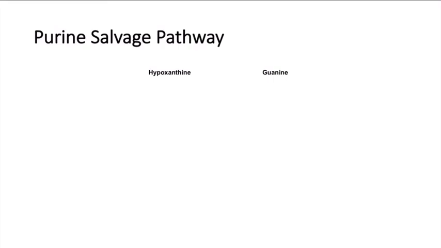So I mentioned the salvage pathway. What is the purine salvage pathway? Well, when you have hypoxanthine, which is derived from IMP, or guanine, which, by the way, is a metabolized product of GMP, what can happen is hypoxanthine can be reprocessed into IMP utilizing PRPP, and guanine can be reprocessed into GMP, again with PRPP.